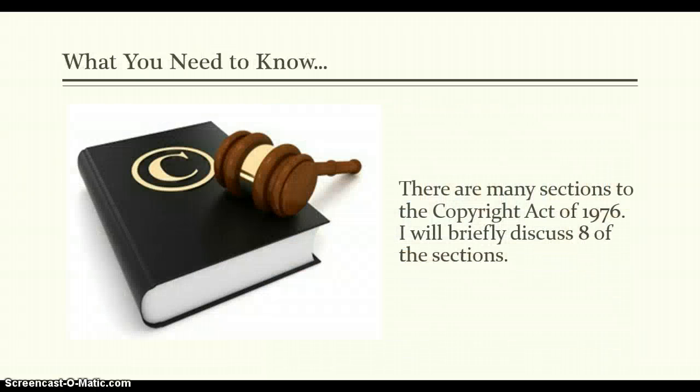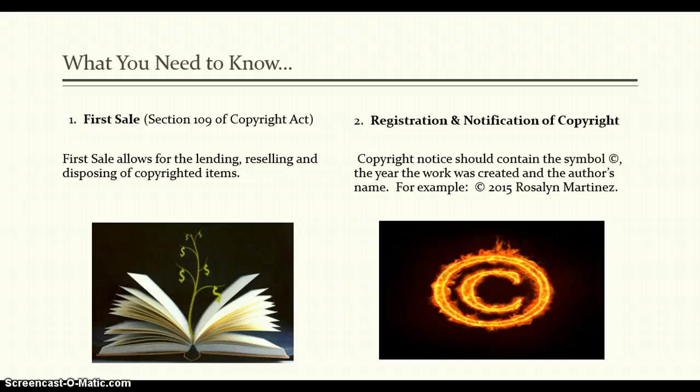There are many sections to the Copyright Act of 1976. Here are a few: First Sale Doctrine, Registration and Notification of Copyright, Public Domain, Penalties and Copyright Infringement, International Copyright, Fair Use, Digital Millennium Copyright Act, and the Teach Act. The first sale is Section 109 of the Copyright Act. Per information provided in the Campus Guide to Copyright Compliance, first sale allows for the lending, reselling, and disposing of copyrighted items.